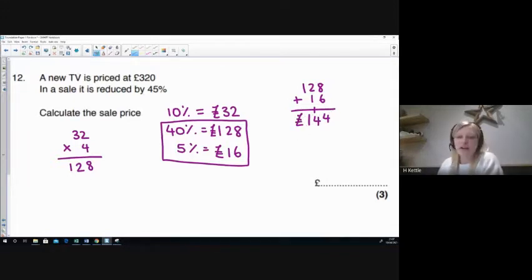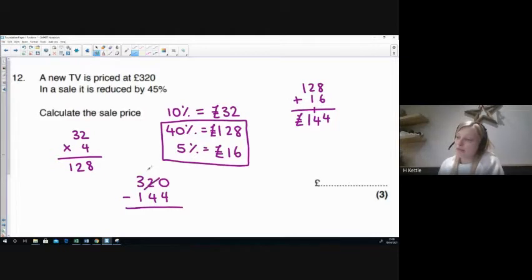So that's not going to be our final answer. Our final answer is going to be taking that away from the 320. So I'm going to do 320, take off the discount. Now, when we're subtracting, if there's more on the floor, we borrow from next door. So more on the floor when we're subtracting, borrow from next door. I can't do 0 take away 4. There's more on the floor.